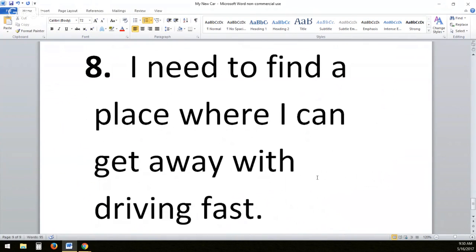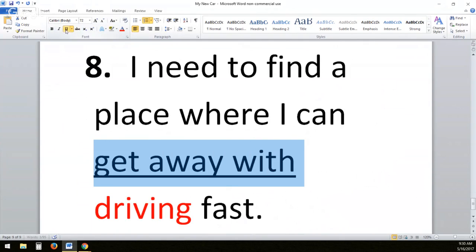driving fast. Beautiful. Yes. We need to add ing here. Why is this ing important? Why can't we say drive? Well, our key here is this lovely phrasal verb. We talked about get away with in one of the previous live lessons. I'll also post a link to this.